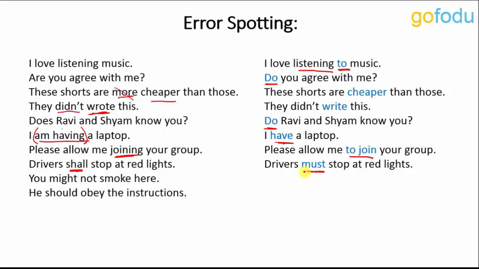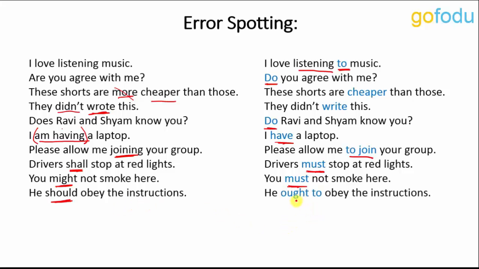It's a mandatory thing. You might not smoke here. When you have to stop a person from smoking, you can't say might. Might is not a confirmation. So what you say is, you must not smoke here. That's a mandatory thing. He should obey the instructions. Now, should is not used for confirmation. However, instructions have to be obeyed. Rules and instructions. So what is used? Ought to. He ought to obey the instructions.